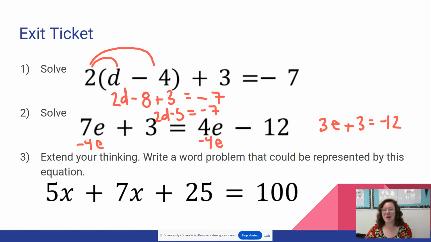Extend your thinking. Write a word problem that could be represented by this equation. This is crazy. So maybe I like to do money, right? That's an easy one. My goal is to earn $100. I already have $25. I have 2 jobs. At one of my jobs, I earn $7 an hour, and at one of my jobs, I earn $5 an hour. How many hours do I have to work at each job to get $100? That could be an example of a word problem that could go here.